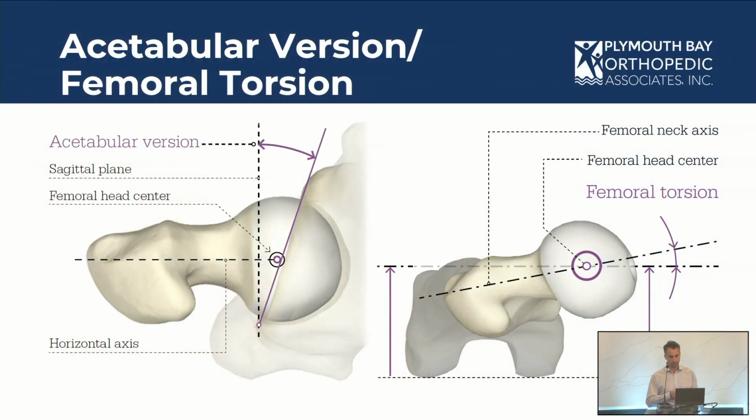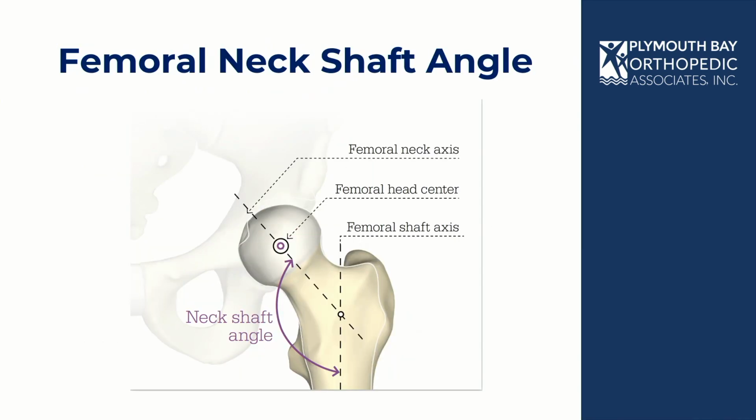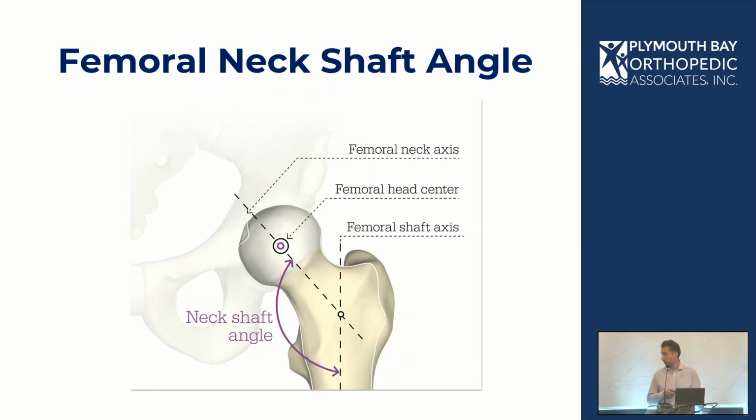Really important is to look at the femur and look at the torsion, which is calculated in relation to the posterior condyles of the femur, of the knee, and the version as well of the acetabulum. And then the femoral neck shaft angle is also important and sometimes overlooked, but an increasing neck shaft angle is indicative of dysplasia and more indicative of instability, and actually worsens outcomes after a hip arthroscopy.